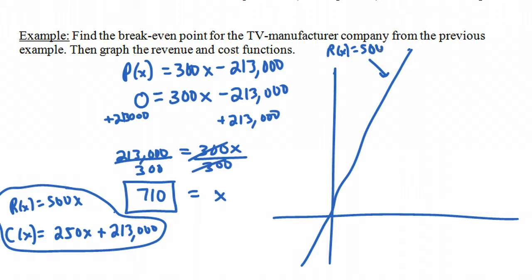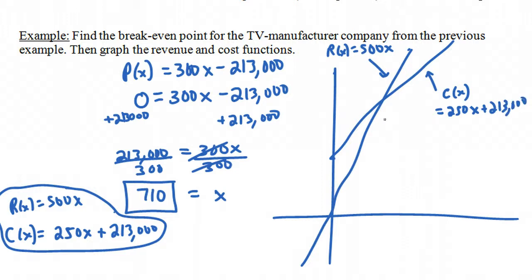R of X equals 550X. But the C of X has a y-intercept of 213,000, but it's not as steep. This is the C of X, the cost function, and that was equal to 250X plus 213,000. And notice, where is the point where these intersect? It turns out that this would be at 710. At 710, that's where these lines intersect.